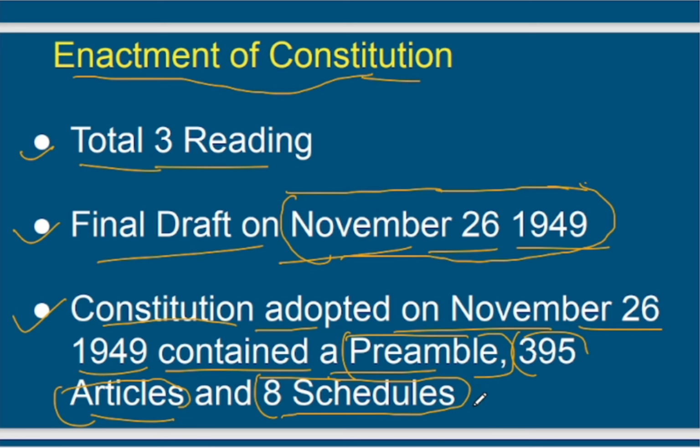This is very important. Currently, we have, I think, 12 schedules, right? 12 schedules, and we have more than 400 articles, 400 plus articles. So this is very important to know.